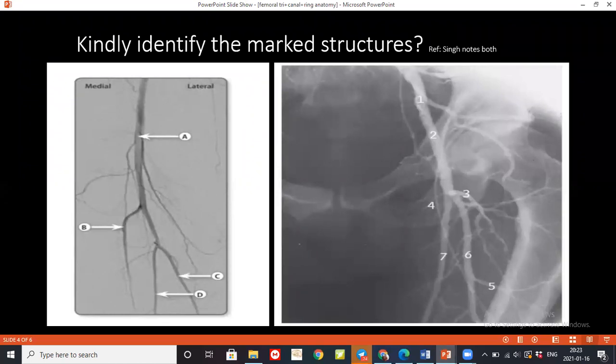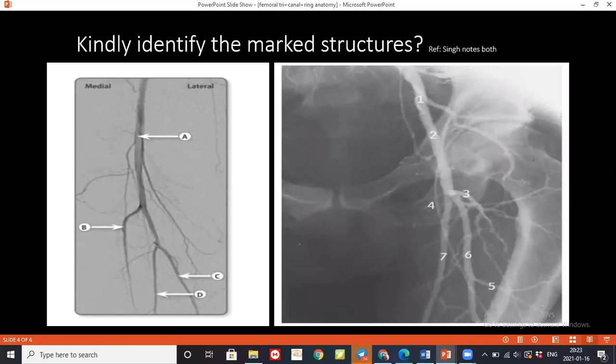Can you please tell me how the femoral sheath is formed? The femoral sheath converts the femoral canal. Yes, but how is it formed? It's a funnel shaped extension. It's formed from the continuation of the transversalis fascia and the iliopsoas fascia.